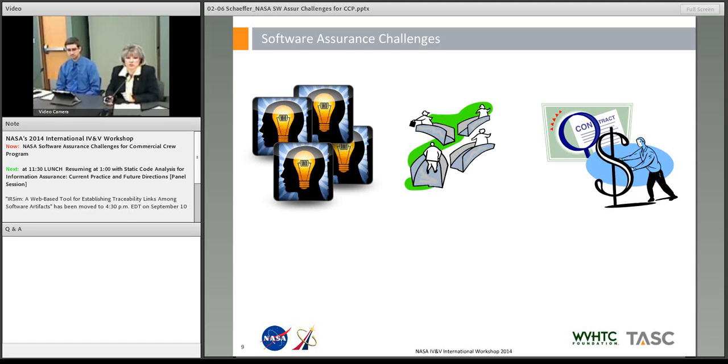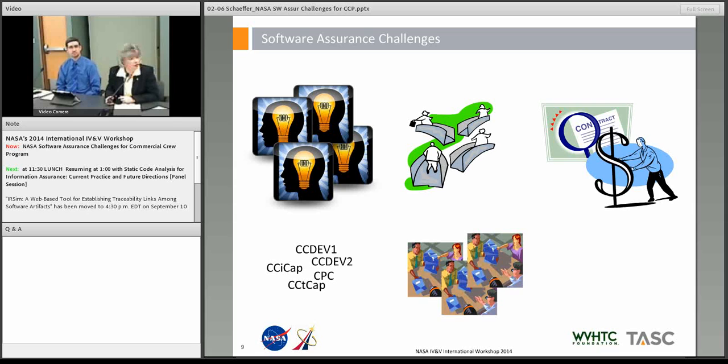Multiple contract vehicles with multiple rules. Are we providing guidance? Are we providing help? Or are we just grading the final product? Multiple phases going on at the same time. Not only do you have to keep straight what type of agreement you're working under, but as I mentioned, CCiCap and CPC were going on at the same time. Sometimes we got the same documents. Sometimes we got different documents, different versions. So you have to keep that straight.